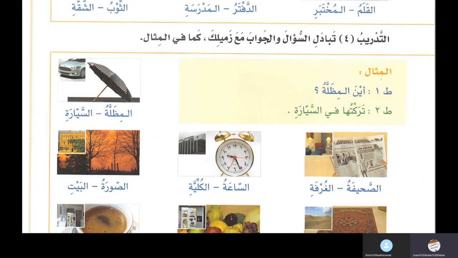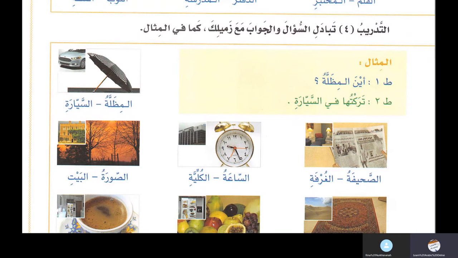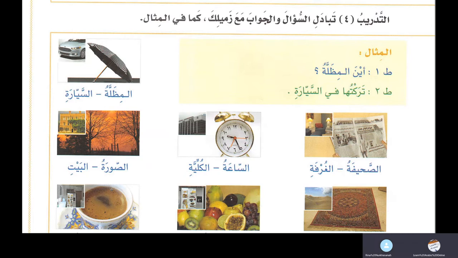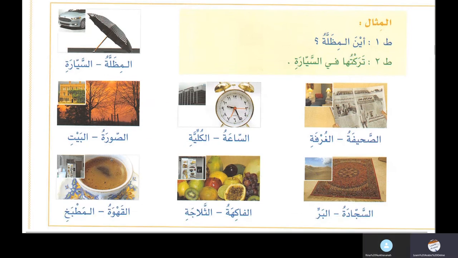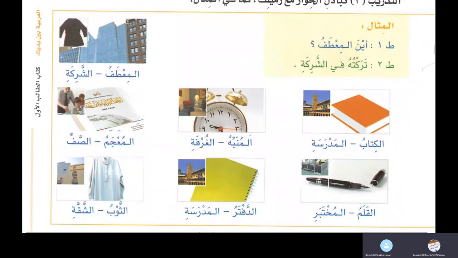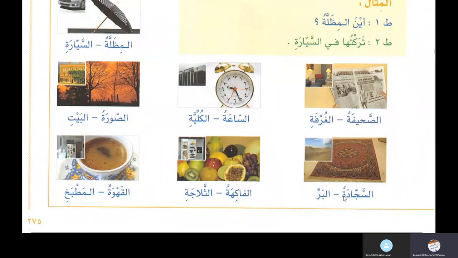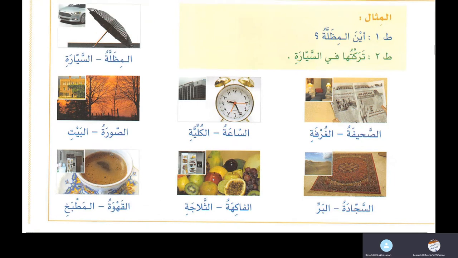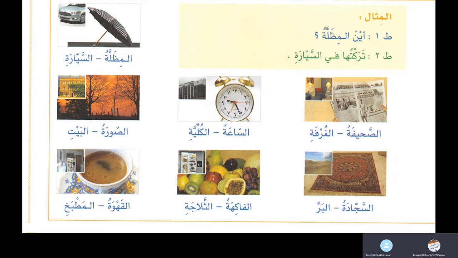The fourth exercise: exchange questions and answers with your classmate as in the example. Example: Student one: Where is the umbrella? Student two: I left it in the car. Read the example. What is the difference between taraktuhu and taraktuha? Taraktuhu is for masculine words, like maktab, kitab, munabbih, mu'jam; these are masculine words. Ha is for feminine words. All these words have ta marbuta at the end, so all these words are feminine. So for feminine words, taraktuha. For masculine words, taraktuhu. Now read the example.